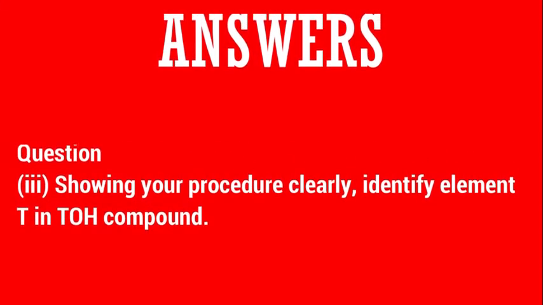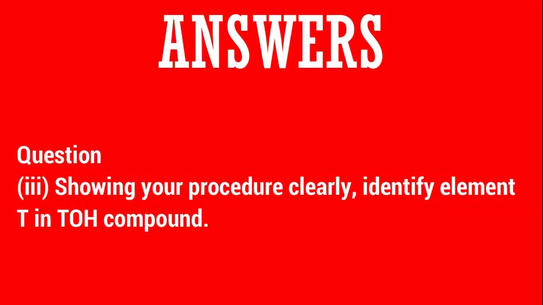So another question, showing the procedure clearly, identify element T in T hydroxide as a compound. You students, this question is somewhat complex, so you are supposed to think more about where you are going to start your procedure and where you are going to end your procedure in order to get the value of T as an element.